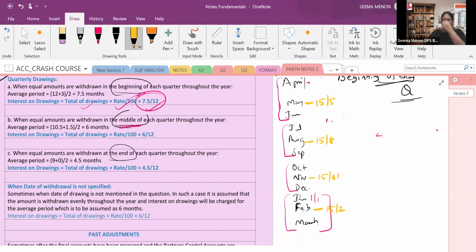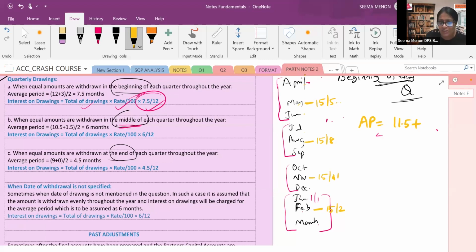Now let's see, after withdrawing on May 15, how many months are left? That means April one month has gone, half of May, out of the full 12 months. Here half month of May, June, July, August, September, October, November, December, January full. So how many months are left? Average period is equal to 11.5 months left.